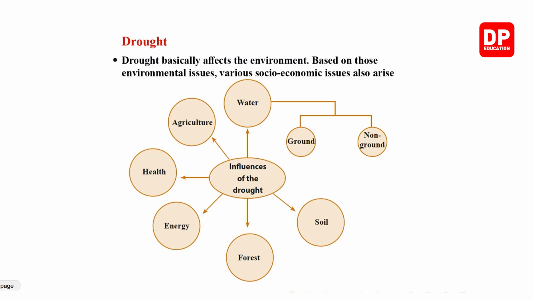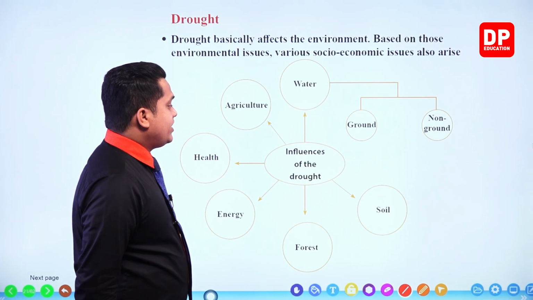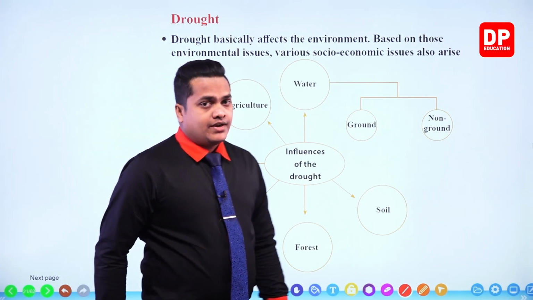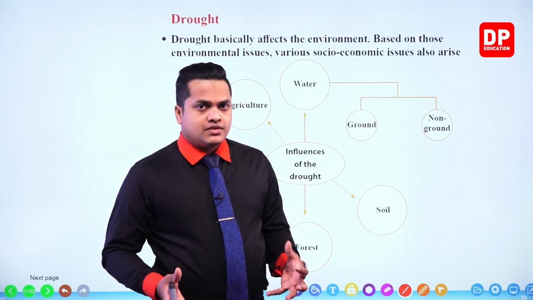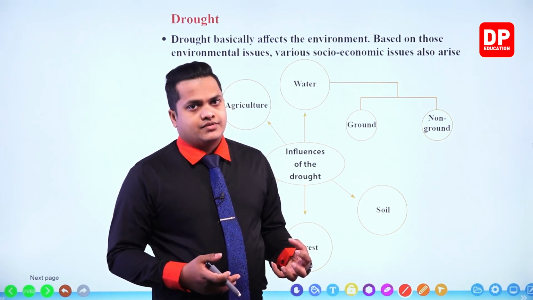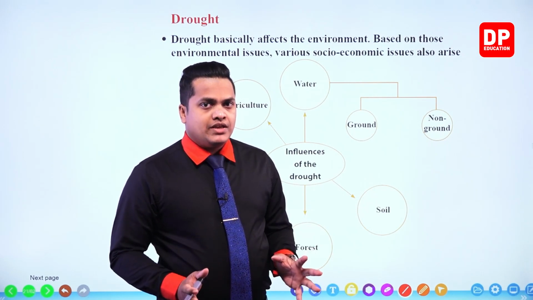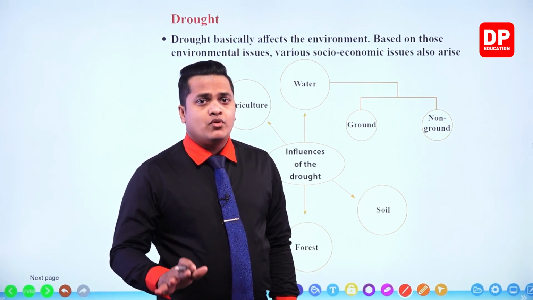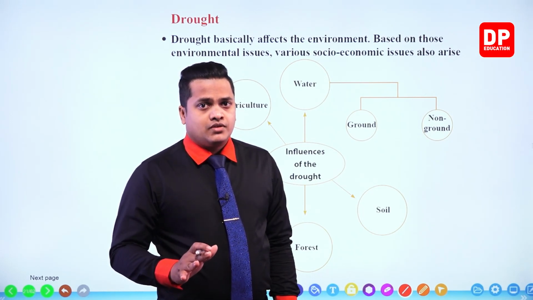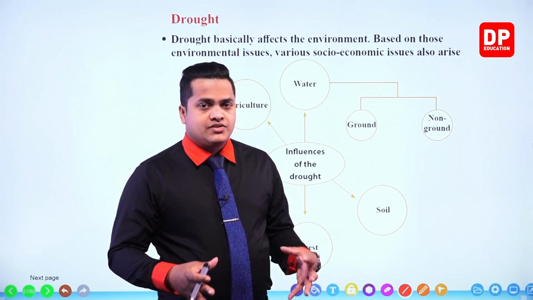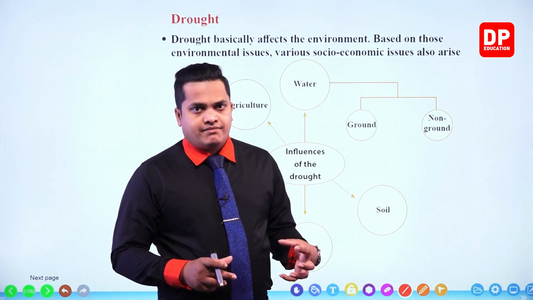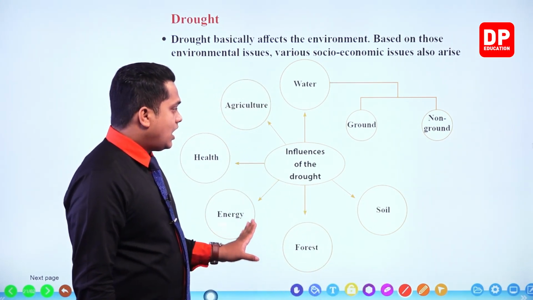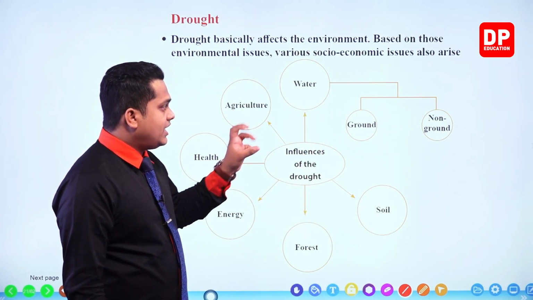Right then. Drought basically affects the environment. Based on those environmental issues, various socio-economic issues also arise. So when you take a drought, my dear children, you know that we face several severe or bad conditions because of having a drought. Normally, you know that drought is going to affect the soil and the ground. But there are other, very different effects or impacts on other fields, other sectors also. So the figure shows how this drought is going to influence various fields.